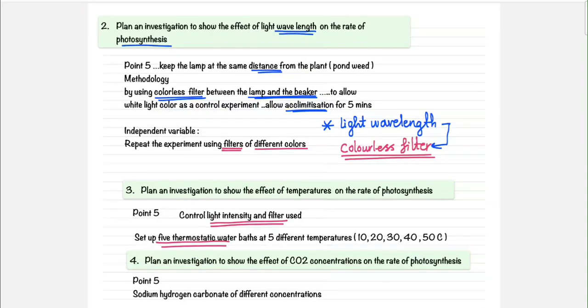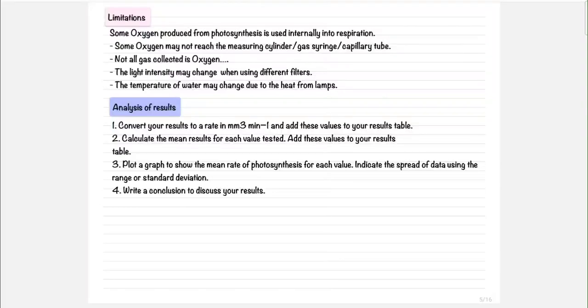Okay. Plan an investigation to show the effect of carbon dioxide, of course, using sodium hydrogen carbonate of different concentrations. Furthermore, on this, we've got some limitations that might be asked on. It's actually not might, it must be asked on, so you've got to memorize them and understand them, everybody.